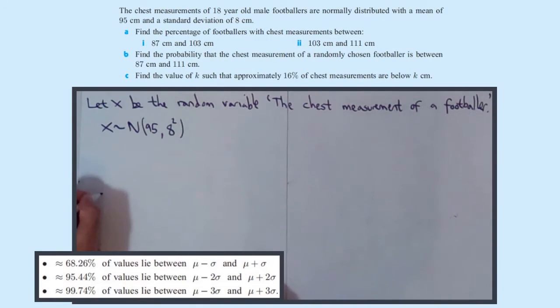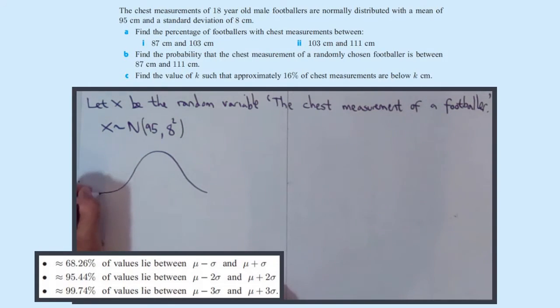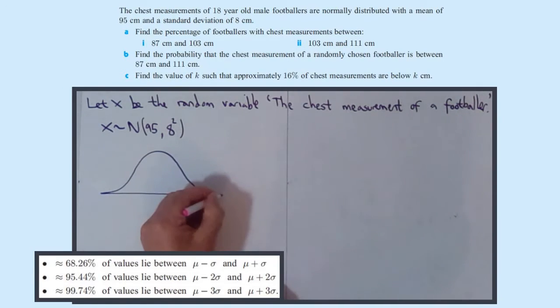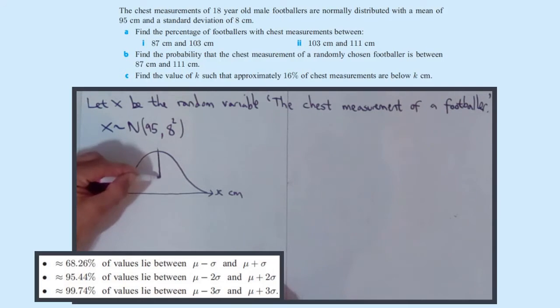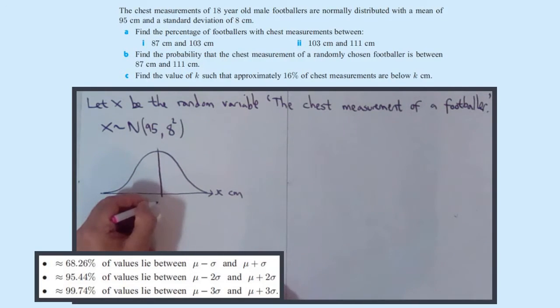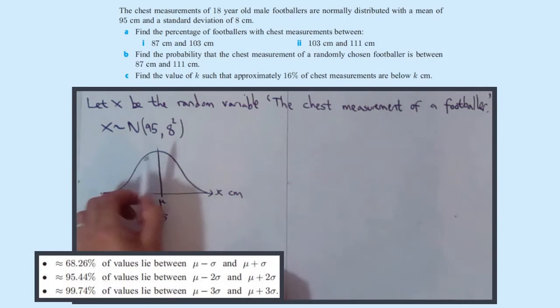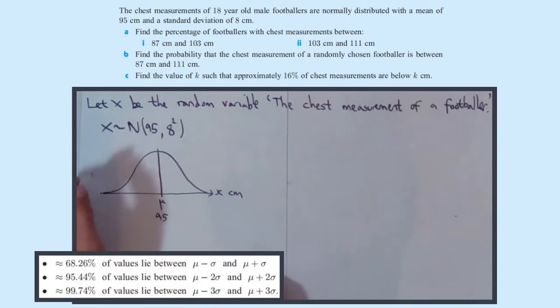So I'm going to do my best at a normal distribution curve, something like that. And I'm going to draw my x-axis there. This is x in centimeters, and any normal distribution is symmetrical about the mean, like that. So this is mu, and in our case we have been told the mean is 95. Okay, and then we know that we've got one standard deviation, 2 and 3.